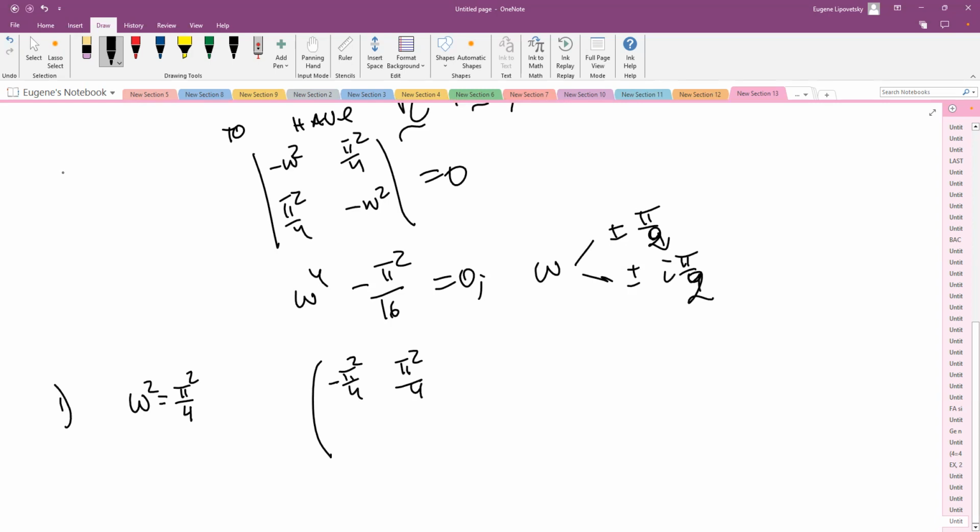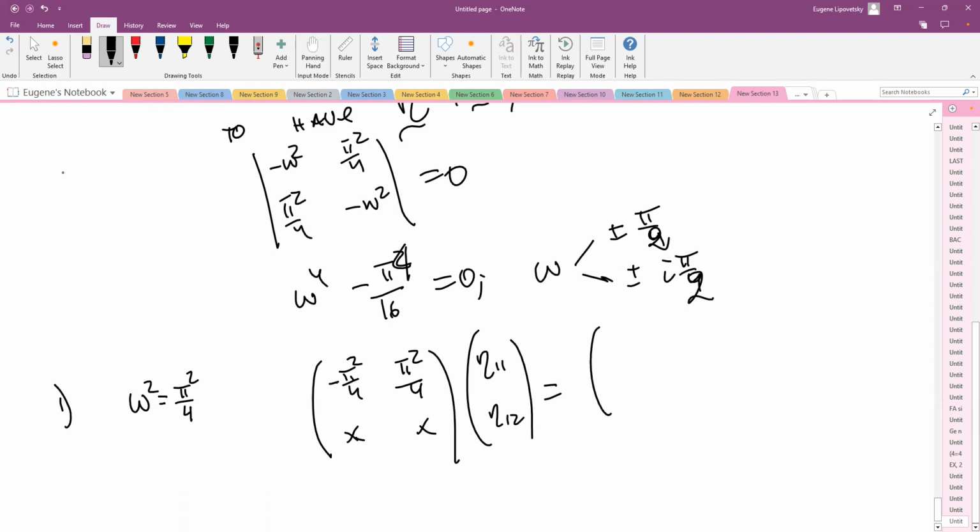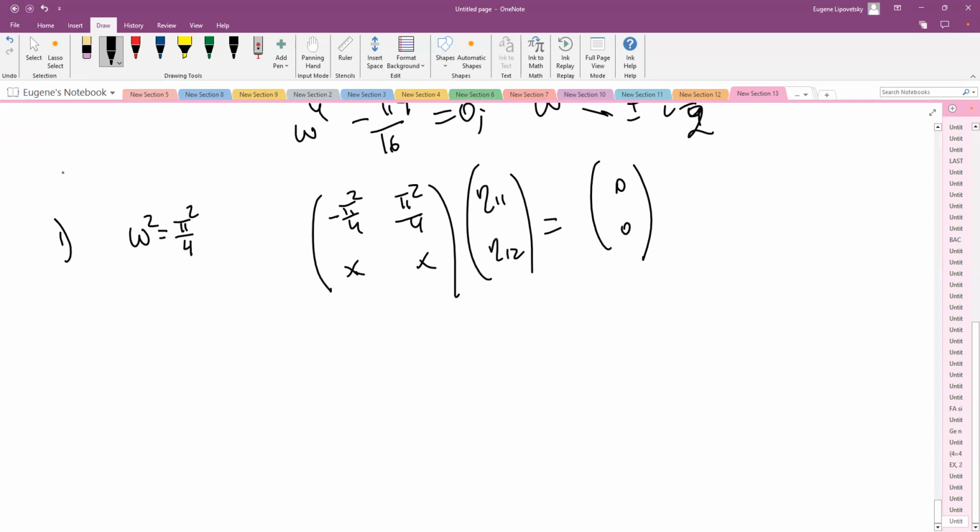Just a second. Did I do it right? That's omega to the 4th, that's pi to the 4th, all right? Okay. So that's correct. This is redundant, and that's going to be eta 1,1, eta 1,2 equals 0, 0. So from here, eta 1,1 equals eta 1,2. That's the first eigenvector, right? Okay.